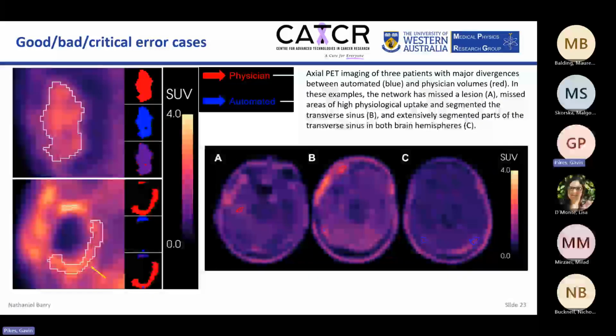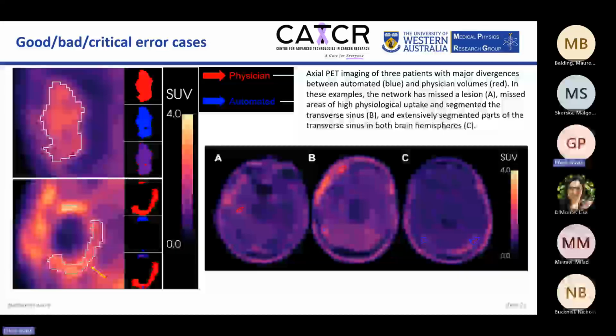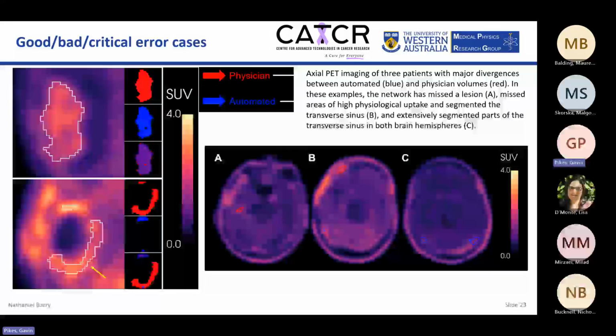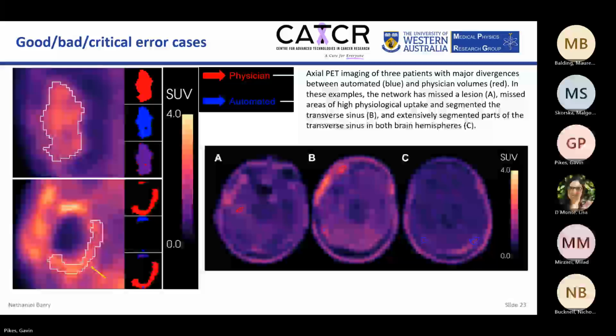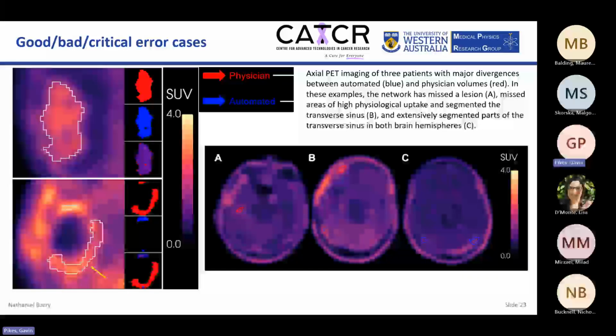On the right in figure A, there's a lesion that has been completely missed by the network, which is a small and low uptake lesion. In the middle, you have a lesion in the frontal lobe that's been largely ignored in favor of the network segmenting the transverse sinus. And then again, similar scenarios happen for a frontal lobe lesion. And what's interesting is that they've segmented both hemispheres of the transverse sinus as well.